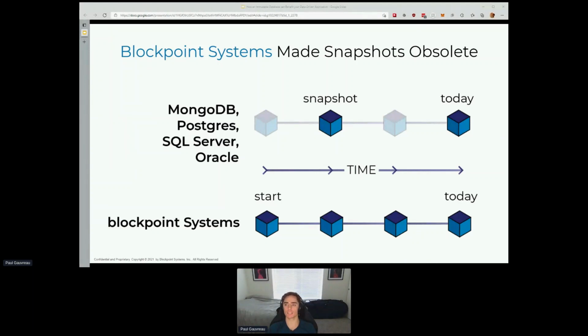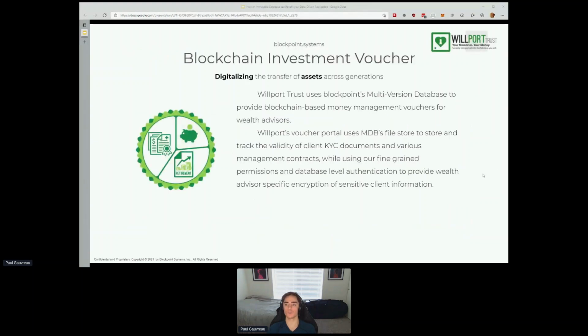With that being said, the next thing we're going to go over is a basic use case. One of the companies that we work with is Willport, and what Willport is doing is building a digital trust, right? So if you think of grandma's will, grandma wants to make sure that everything she stores is very secure, that there are clear audit trails. And Willport wants to know that if they're digitalizing this traditionally pen and paper process, they secure themselves and mitigate a lot of risk associated with storing that data electronically.